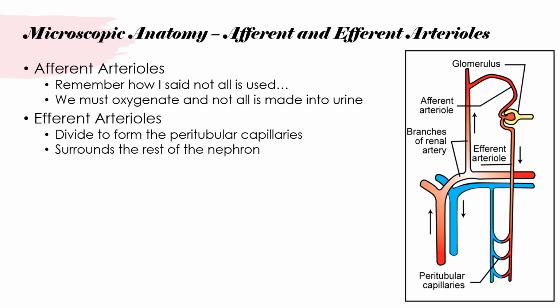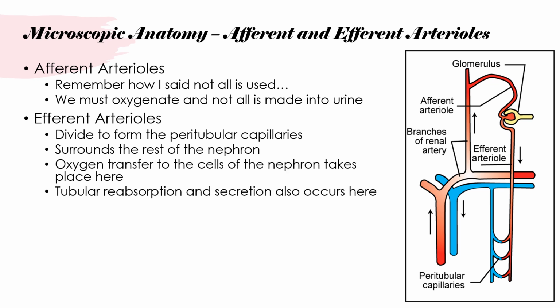Well, basically your blood's going to come through the renal artery, go through the afferent arteriole. Your body's like, all right, I'm going to take what I need right now from the blood. And then what it doesn't need can go back through the efferent arterioles, where it's going to divide to form the peritubular capillaries. And that structure is going to surround the nephron. And it's going to take oxygen and transfer it to the cells of the nephron. Okay, so that takes place.